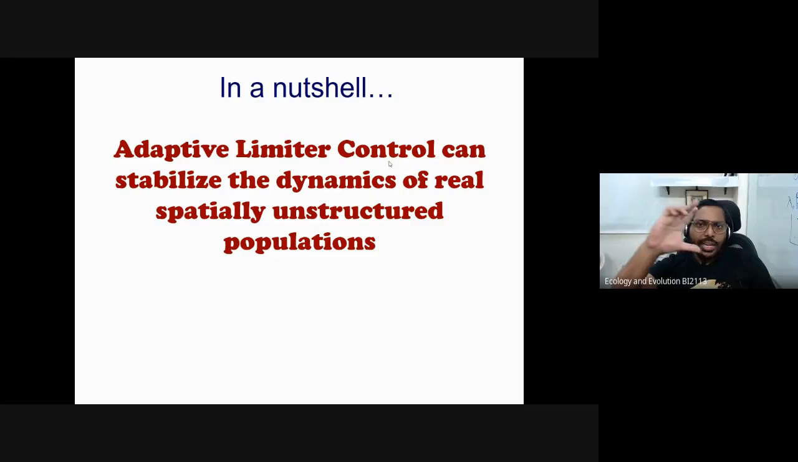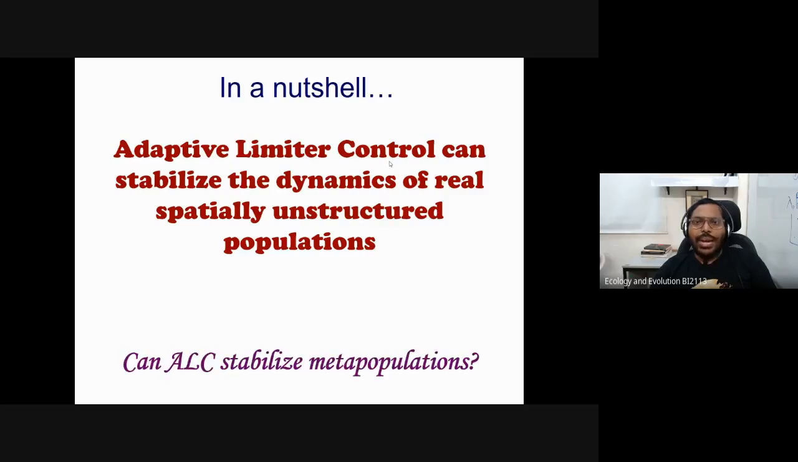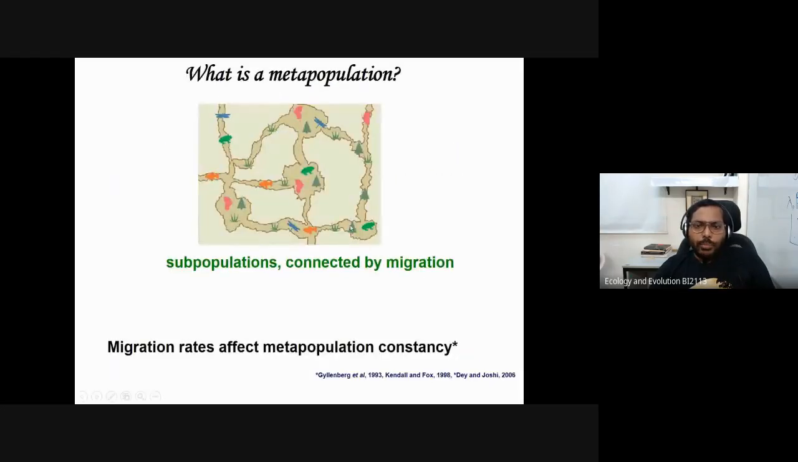Remember, we took single vials and everything is happening inside the vial itself. So there is no spatial structure. Now, what happens if we go to a metapopulation or a spatially structured population? So what is a metapopulation?